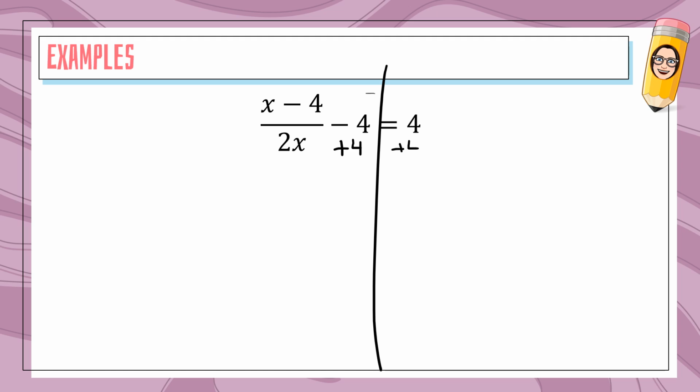So this one I'm not following the rules. Like I'm kicking over what I can. And what I can do is I can easily add 4. Nothing's in the way. It works out nice and neat.